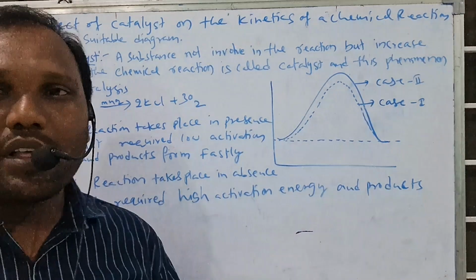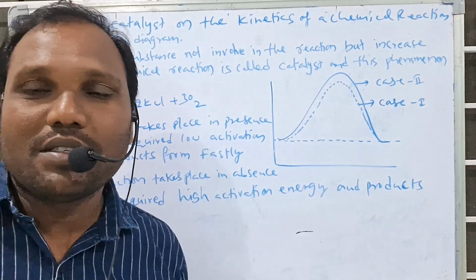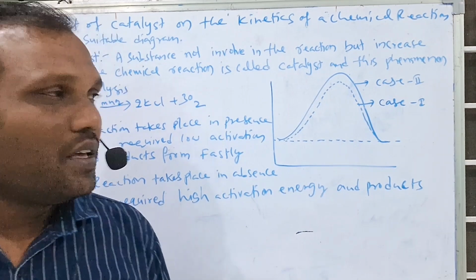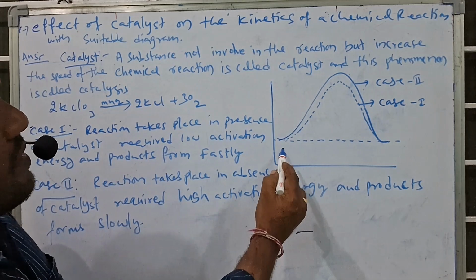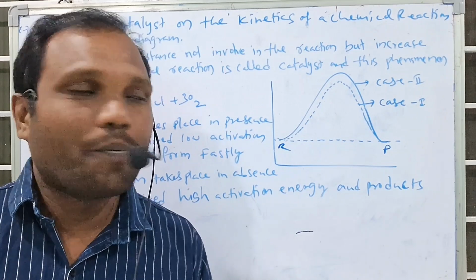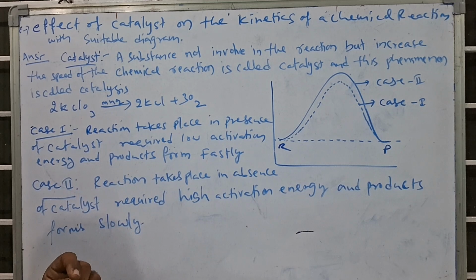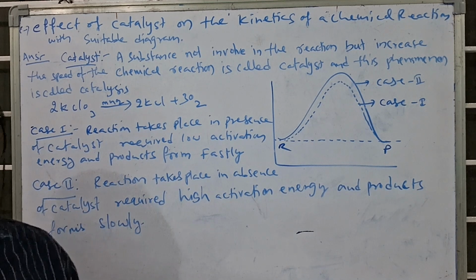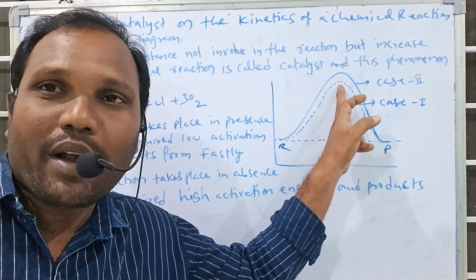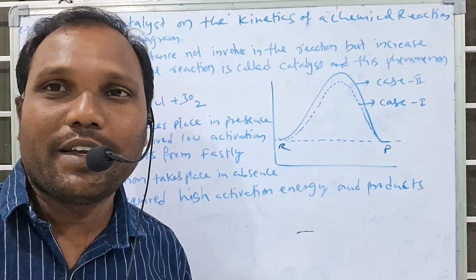This is explained with a diagram. In the diagram I have given two cases. Case 1 is a dotted line, case 2 is a dark line. Reactants are converted into products. In case 1, the reaction takes place in the presence of catalyst, requires low activation energy, and products form fast.